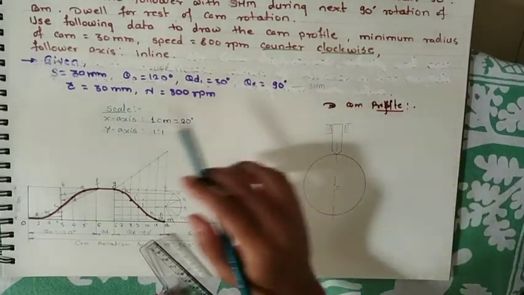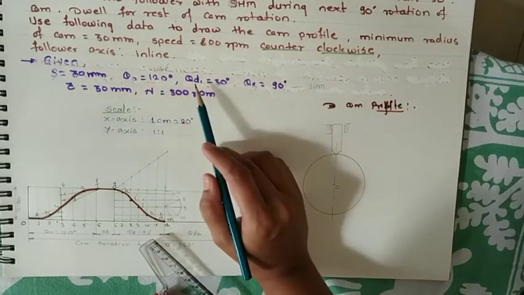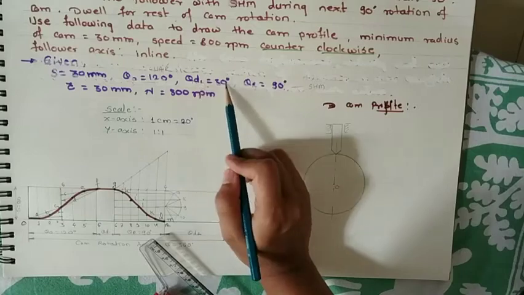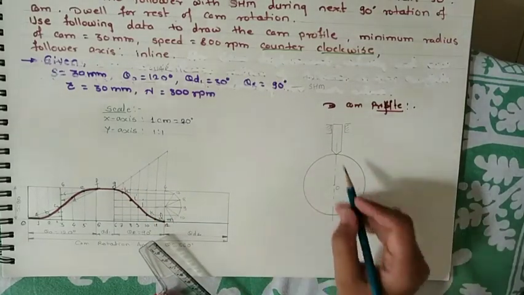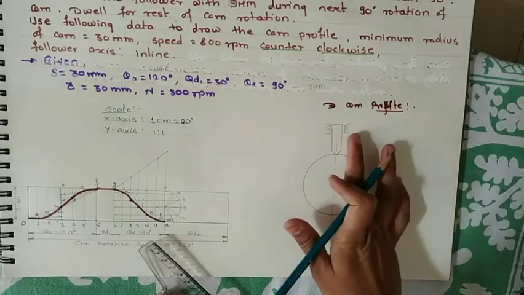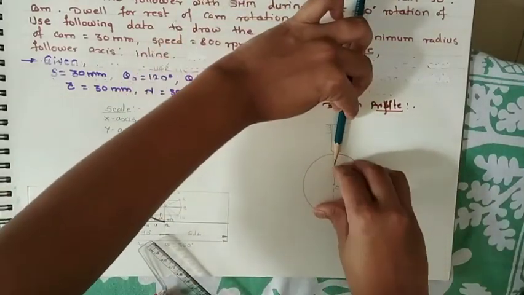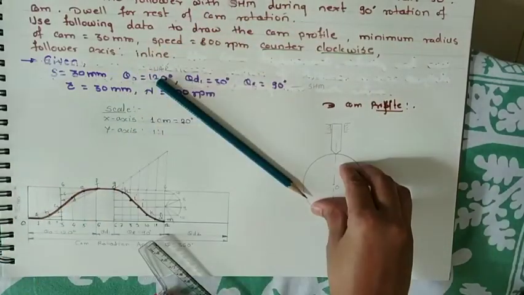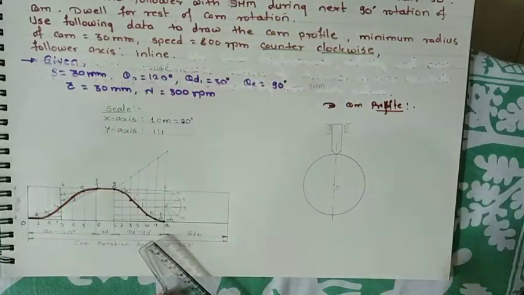Now let's start with the stroke angles. First is the outstroke, that is 120, then dwell 30 degrees, and then the return stroke theta. Now in the previous case we have seen that the cam rotated clockwise, so the motion of the follower, as the cam rotated in this direction, is in this way, because the follower is in contact with this surface of the cam.